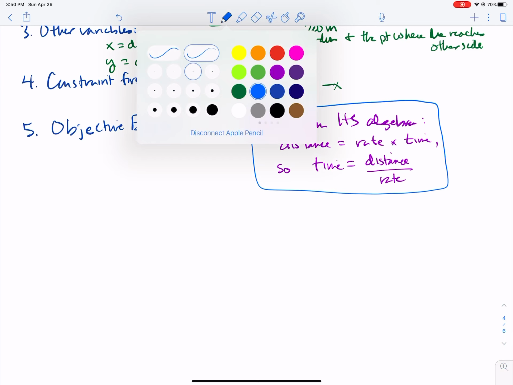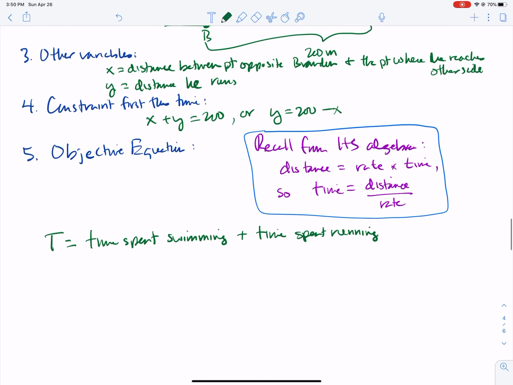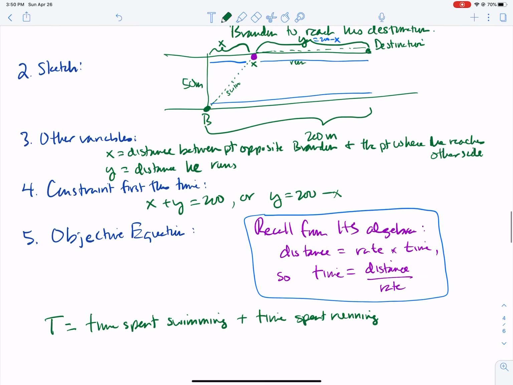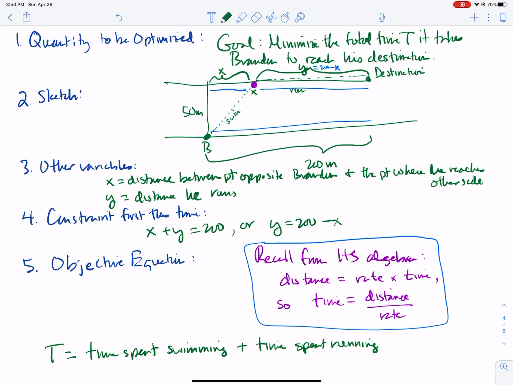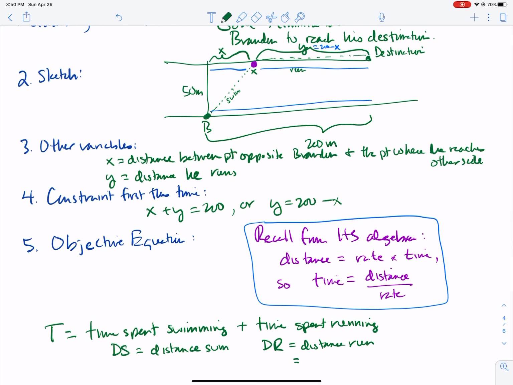And so what I want to keep in mind in this case is that T is going to be the time spent swimming plus the time spent running. So what I need to do is figure out how long Brandon spent swimming and how long he spent running. I'm going to come back up here and think about this diagram a little bit more. Let's let d_s be the distance swum, and we'll let d_r be the distance run. Hopefully we can see that the distance run is 200 minus x. So that's not too difficult to figure out.